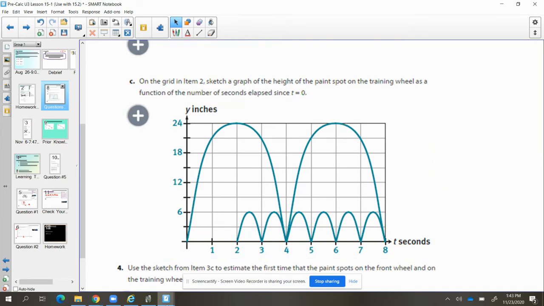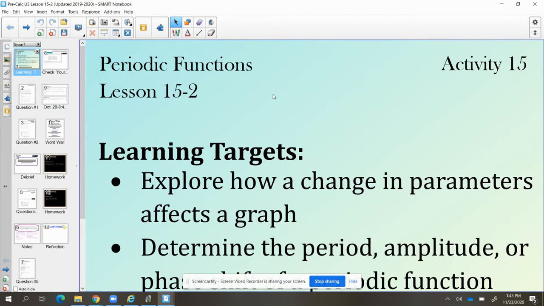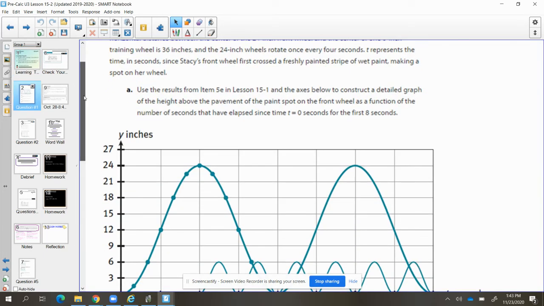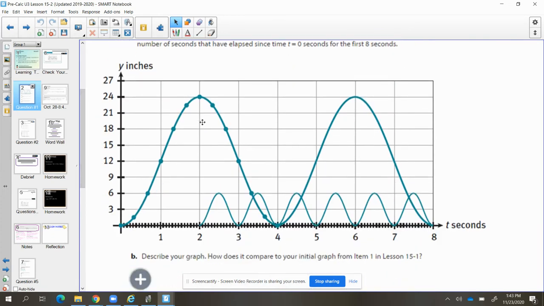Now that will lead us into 15.2. So this is on page 205. Again, we're talking about this idea, this recall of these different graphs, right?